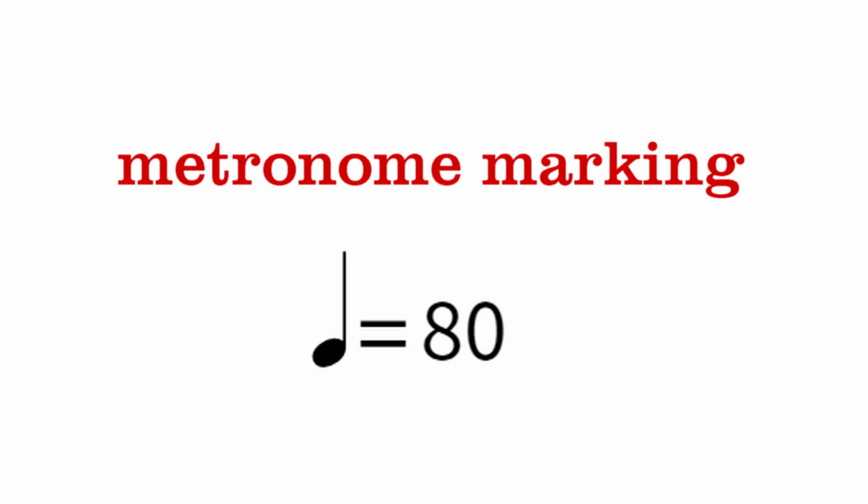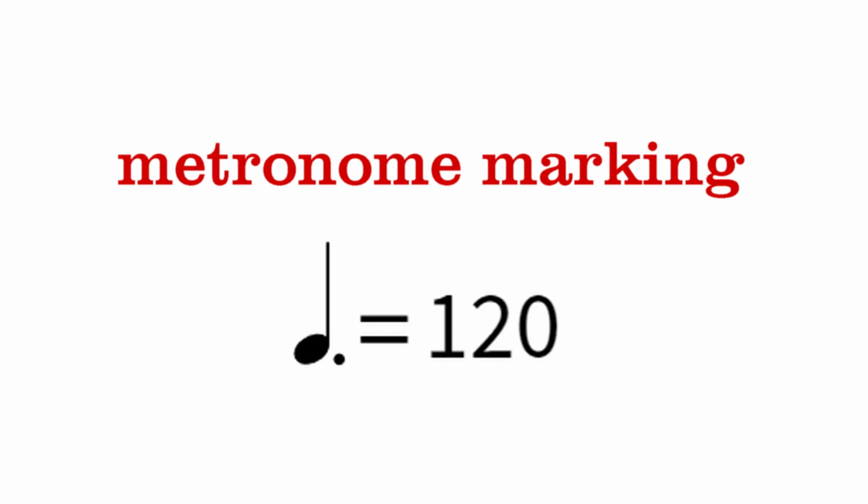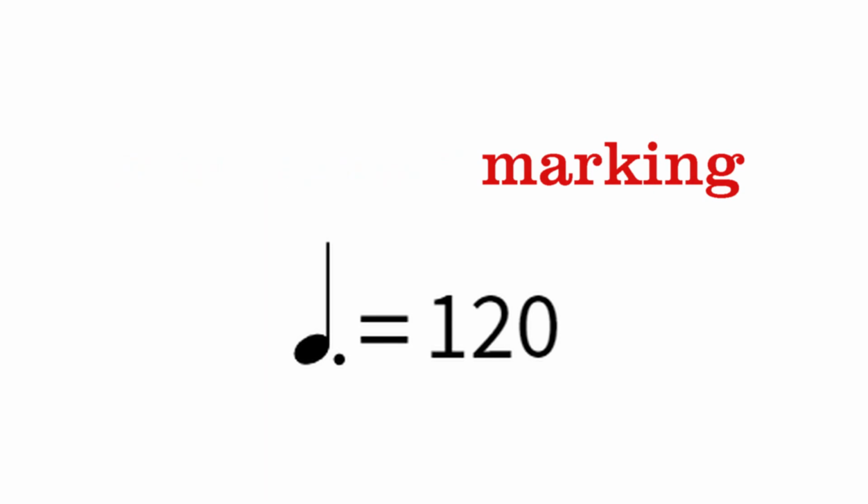Now, if you're playing in a compound meter, like 12/8, you may see a metronome marking that looks like this. That's because the pulse in this music is on every third eighth note, or 1 dotted quarter note, which is equal to 3 eighth notes. With this metronome marking, you would just treat it as if there were 4 beats in a measure and play at 120 beats per minute.